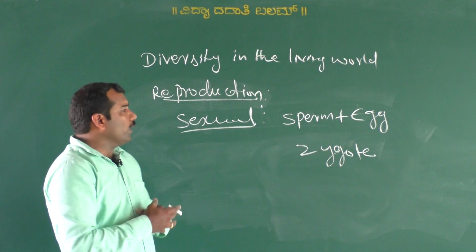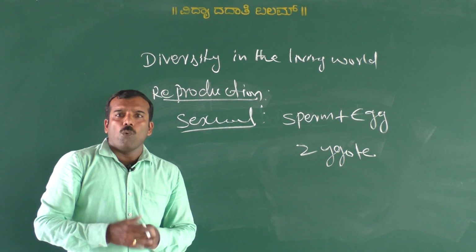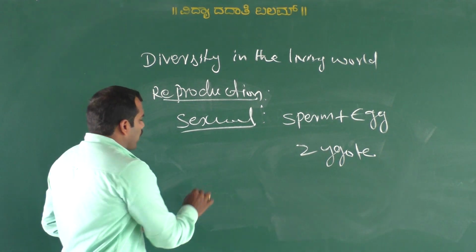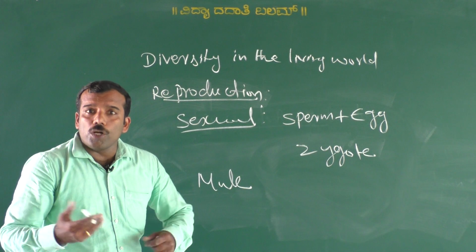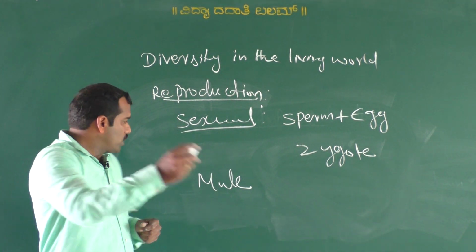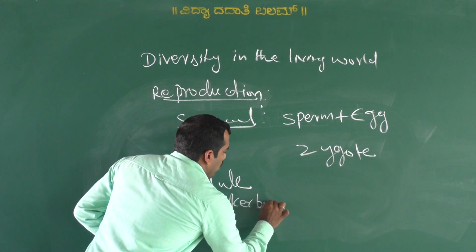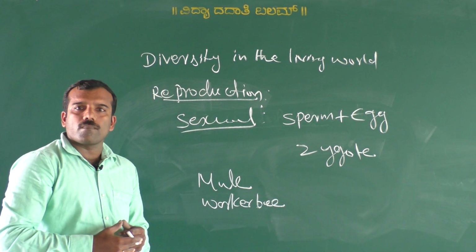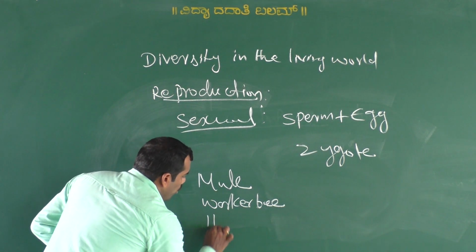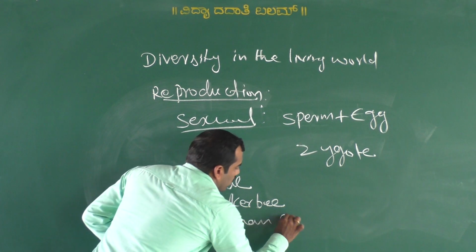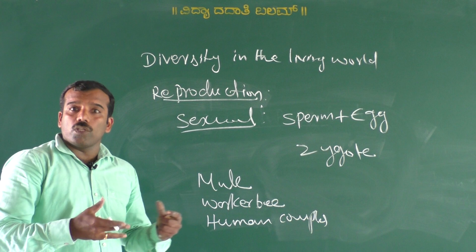So reproduction is one of the important characters, but some exceptions are there. What is that exception? Some animals like the mule are sterile, not able to reproduce. Similarly, the worker bee does not reproduce. Some human couples are not able to reproduce, even though they are living organisms.